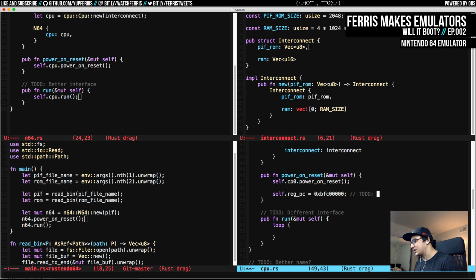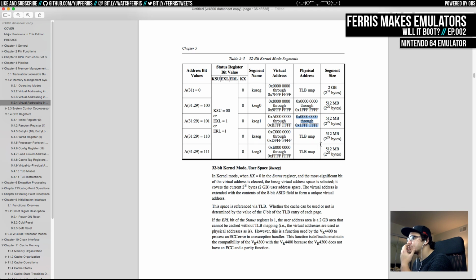I might move that to a constant, but I don't want to name that constant, so I'll just write a note for myself anyway. And then we'll have to implement some addressing when you start reading this. Guys, we are so close to running code.